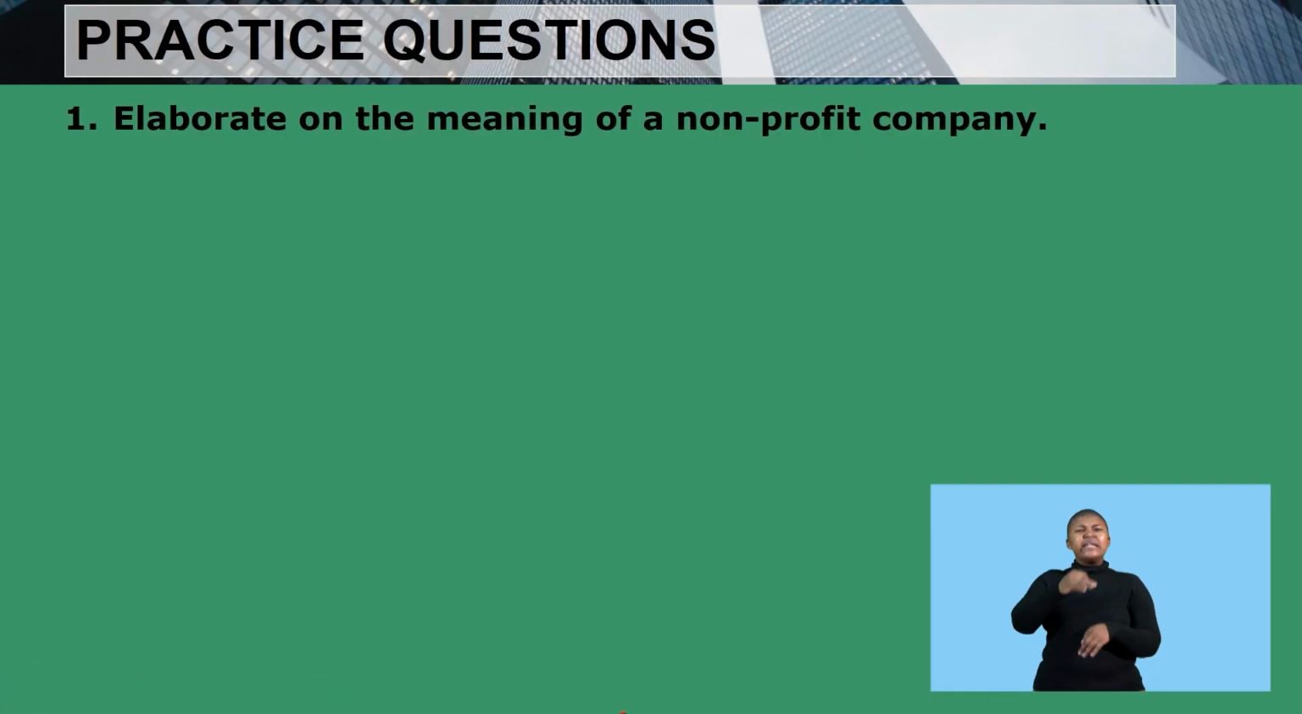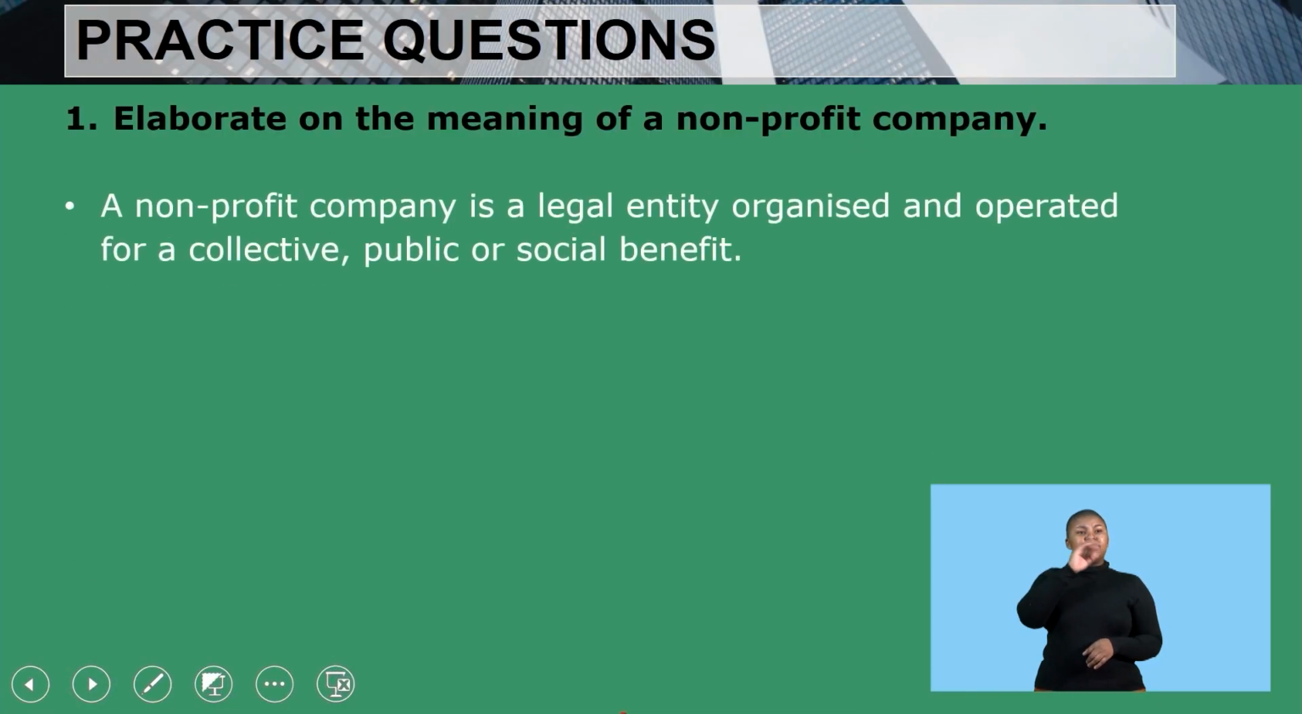The first question says, elaborate on the meaning of non-profit company. A non-profit company is a legal entity organized and operated for a collective public or social benefit. So when we talk of a non-profit company, we are referring to a registered company that is not incorporated for making a profit, but is incorporated for benefiting the society.